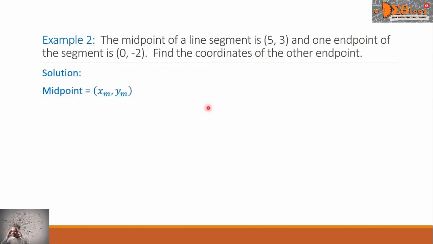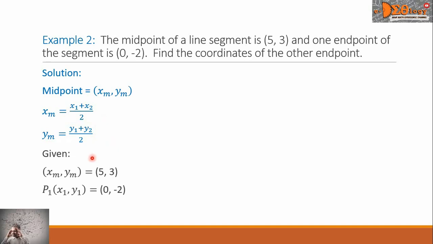For our solution, let us assign the coordinate of the midpoint as x sub m, y sub m. And the x sub m and y sub m have this formula respectively. X sub m is the x sub 1 plus x sub 2 over 2, while the y sub m equals y sub 1 plus y sub 2 all over 2.